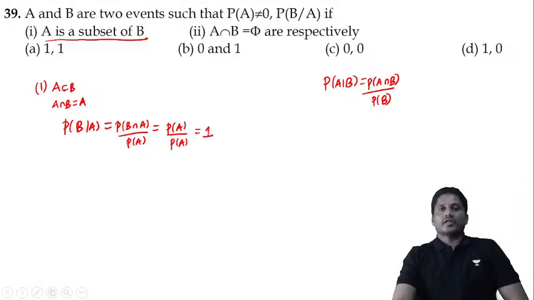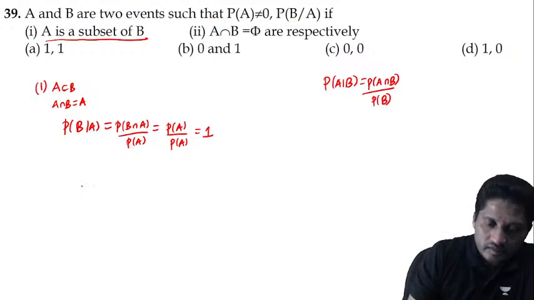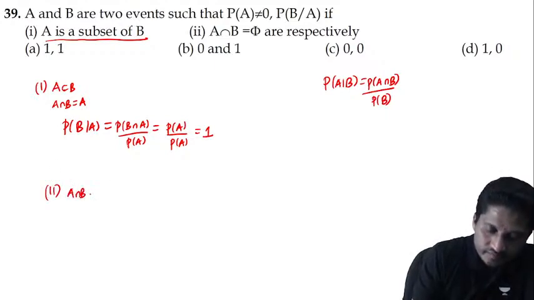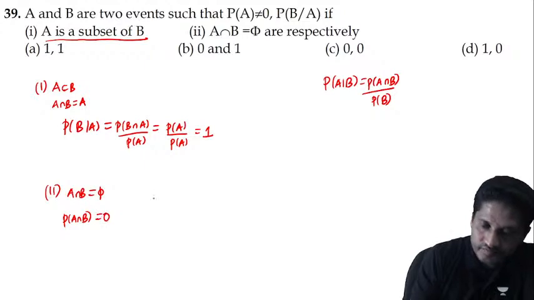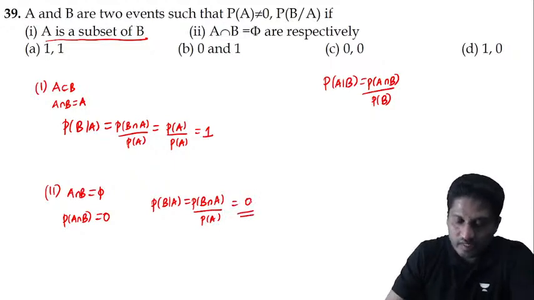This is subdivision 1. Alright, and then subdivision 2. In this subdivision 2, A intersection B is a null set. If A intersection B is a null set, probability of A intersection B is equal to 0. Now I want P of B given A. P of B given A is equal to P of B intersection A divided by P of A. B intersection A is 0, right? Probability will be 0. Answer is 1, 0, D.